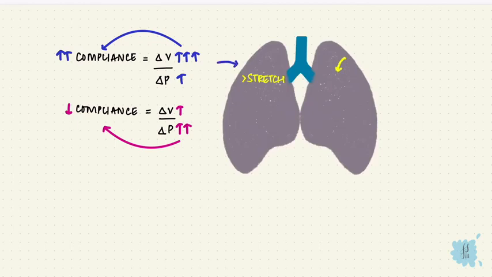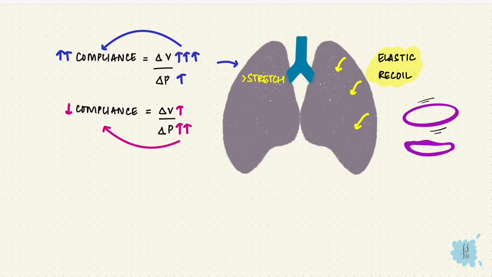But the lungs can't just keep stretching. Remember, expiration was passive. It's from recoil. That's elastic recoil. So the elasticity of the lung brings it back, just like a rubber band. Once it's stretched, it wants to recoil back. So this is from elastic forces.